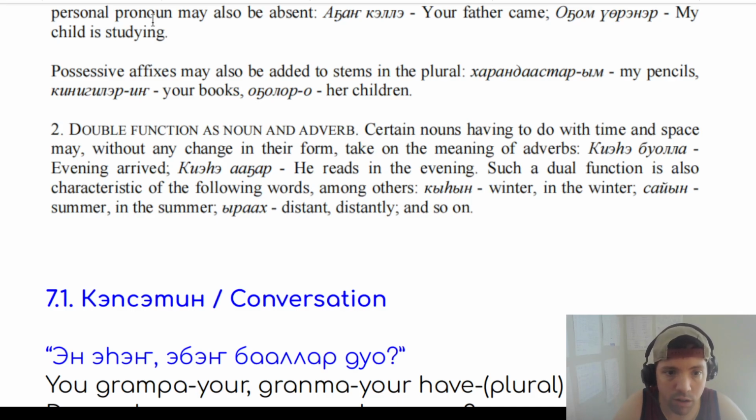Such a dual function is also characteristic of the following words, among others. Kuchen, winter or in the winter. Sayan, summer or in the summer. Brach, distant or distantly, etc.